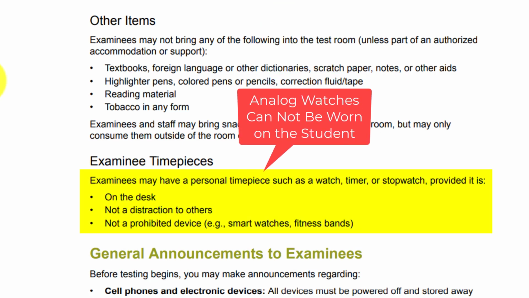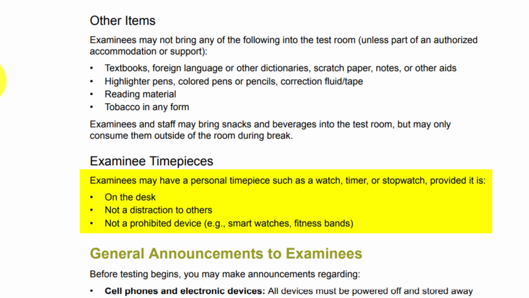Examinee timepieces. Examinees may have a personal timepiece such as a watch, timer, or stopwatch, provided it is on the desk. So if they have a watch, they cannot have it on their wrist. It must be on the desk. It must not be a distraction to others and not a prohibited device such as a smartwatch or fitness band. So make sure that if the examinee has one of those regular watches that's not a smartwatch or fitness band, they must put it on the desk. They cannot wear it.